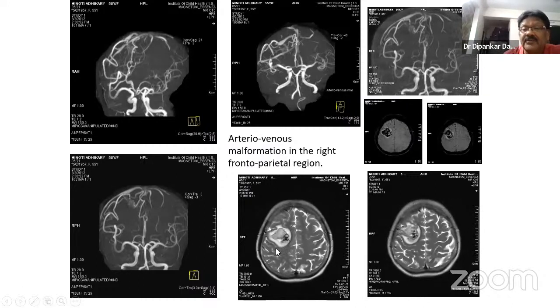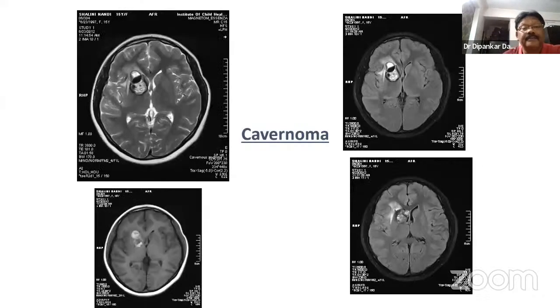This is also a brain malformation. You can see the blood products and vascular flow voids. And these are SWI images showing the typical blooming of blood products or hemoglobin degradation products. So this is the vascular malformation. You will get a prominent draining vein, and here is a nidus. So this is the arteriovenous malformation or AVM.